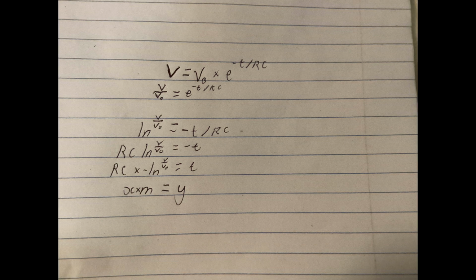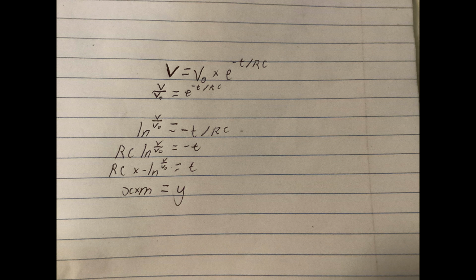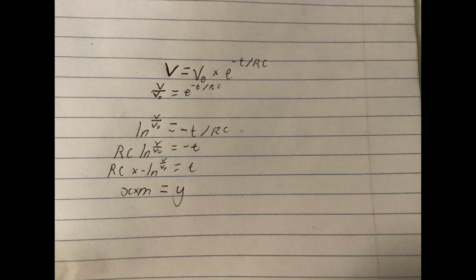The equation for calculating the theoretical discharge time is V equals V0 times e to the power of negative t over RC, with V equaling final voltage, V0 equaling initial voltage, t equals time, R equals resistance, and C equals capacitance.